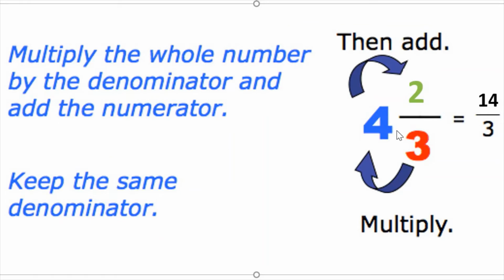when we have a mixed fraction like this, we need to first multiply the denominator with the whole number. So multiply 3 with 4. You get 12. To the 12, you need to add the numerator. So 12 plus 2 is equal to 14, and then keep the same denominator. So multiply the whole number by the denominator and add the numerator, keep the same denominator.